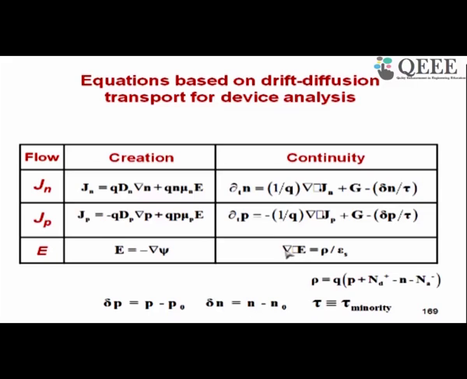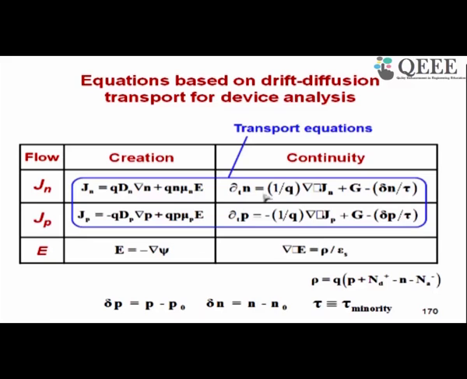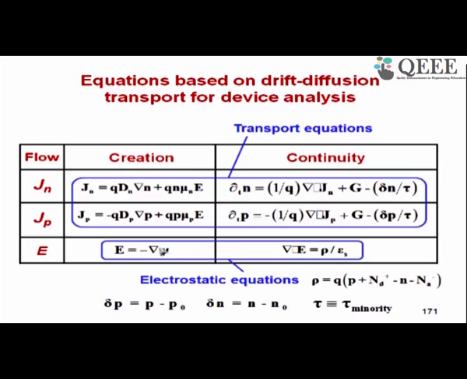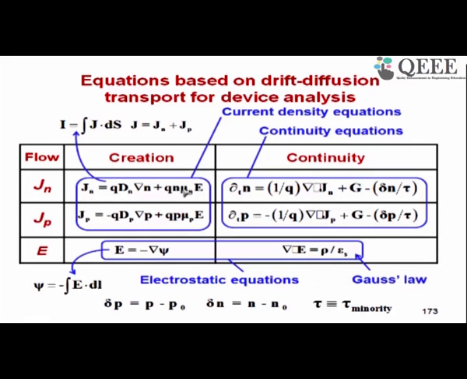Similarly, for the electric field, also there is a continuity equation. It says that electric field lines are caused by space charge. These equations for Jn and Jp are called transport equations, and these two equations are called electrostatic equations. Now these transport equations can be further classified into current density equations, these two are called current density equations, and these are called continuity equations. Okay. So normally this equation is called Gauss's law, so it is also a continuity equation, the equation for the electric field.